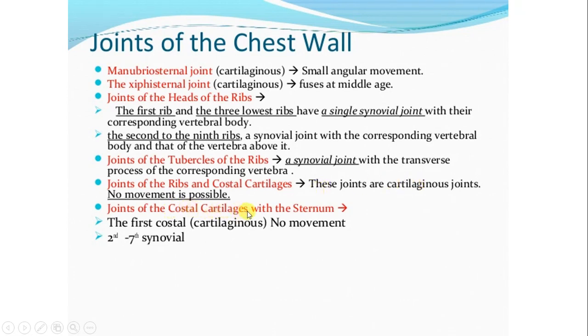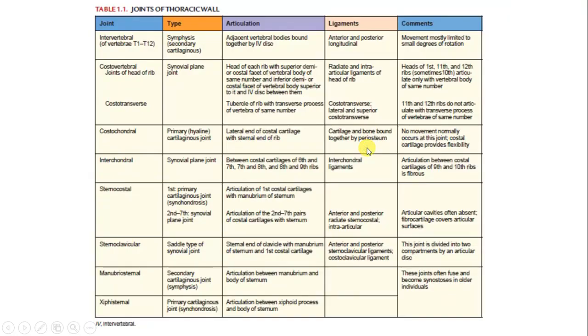But for the joints of costal cartilage with the sternum, only the first is a cartilaginous joint. The first rib and the sternum is a primary cartilaginous joint, no movement is there. But for the second to seventh ribs, the costal cartilages that make the joint with the sternum are synovial joints. So here is a brief overview of the joints and the type of joint present between the bones, shown in this diagram.